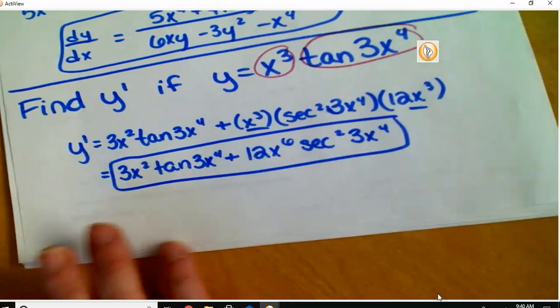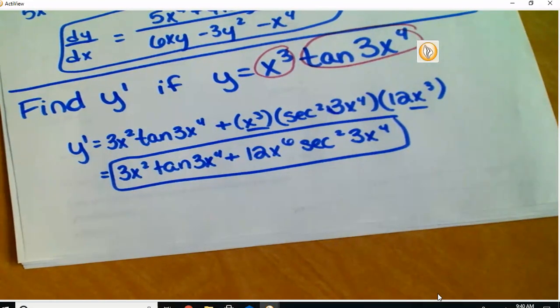Okay, so let's run through our derivatives of the trig functions. Derivative of sine, cosine. Derivative of cosine, negative sine. All the cos, remember, have a negative derivative. Derivative of tangent is secant squared, and derivative of cotangent, negative cosecant squared. Derivative of secant, secant x tangent x. Derivative of cosecant, negative cosecant x cotangent x.